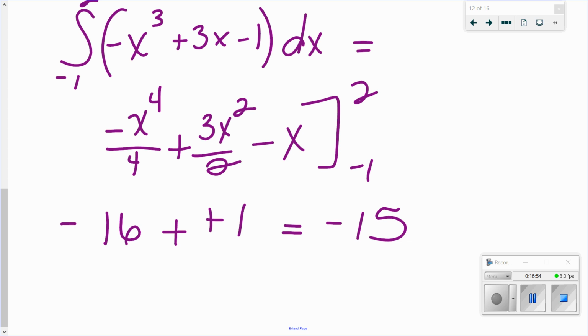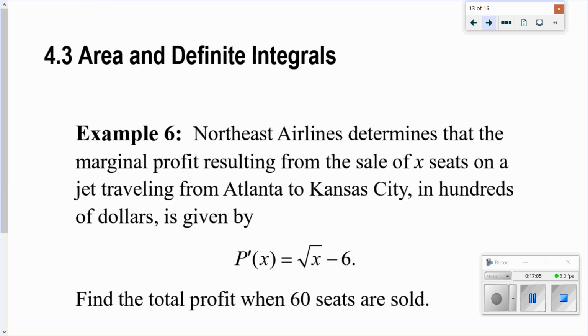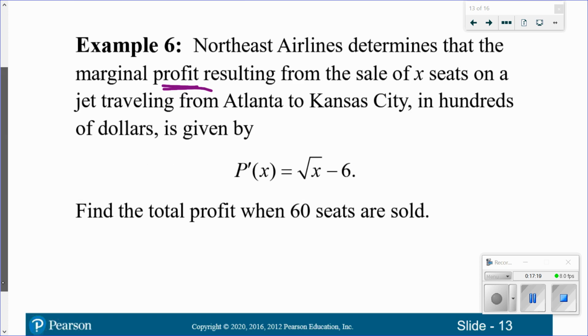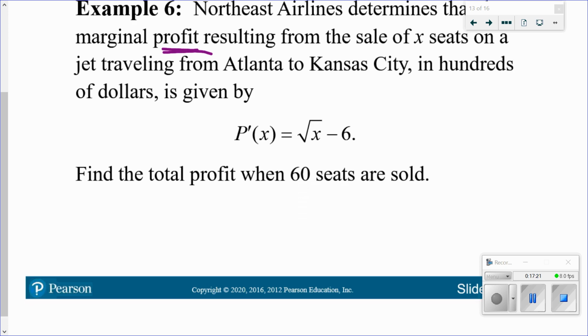Okay, now negative numbers, as far as areas, you've always been told that you can't have negative numbers, but in this case you can, and in this case it gives you a lot of information. For example, on this next one, we are talking about profit. Okay, so they give us the marginal profit. Remember, marginal profit was a derivative, so we're going to go backwards to the antiderivative. But what would profit tell us if it was negative? It would tell us that we are operating at a loss. So let's look at this. Find the total profit when 60 seats are sold. Okay, so 0 seats to 60 seats.